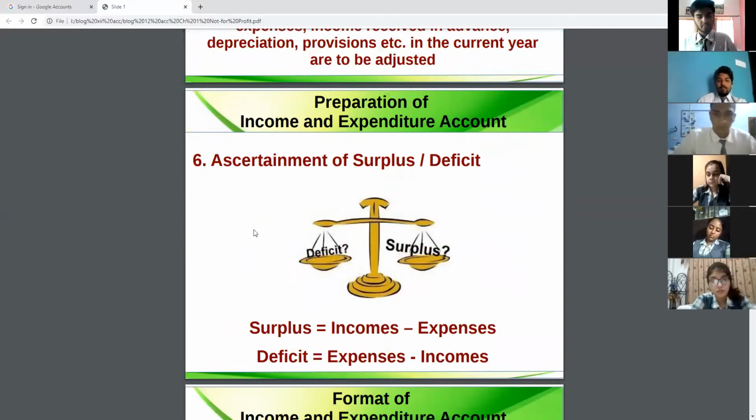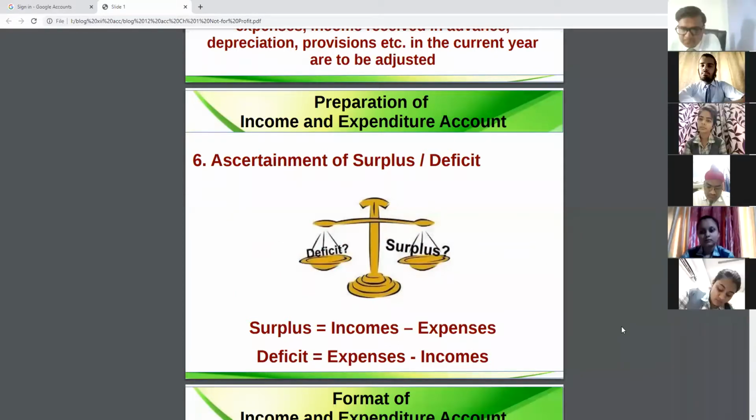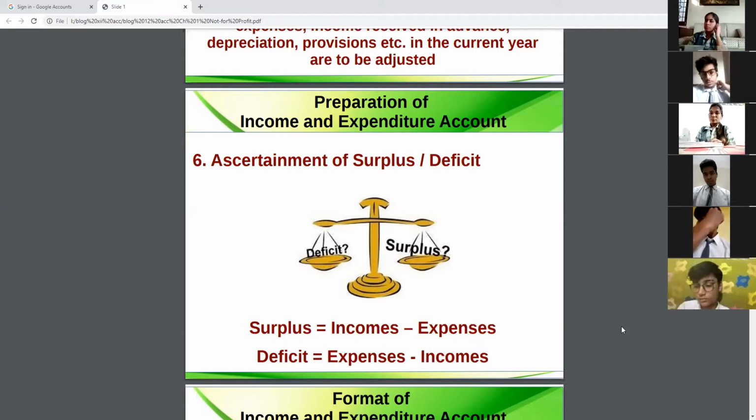Then the main thing, why income and expenditure account is prepared, my dear children, this is the main aim, to know the surplus and deficit, that the non-profit organization is having surplus or deficit, they have to make income and expenditure account. For cash balance, they prepared.